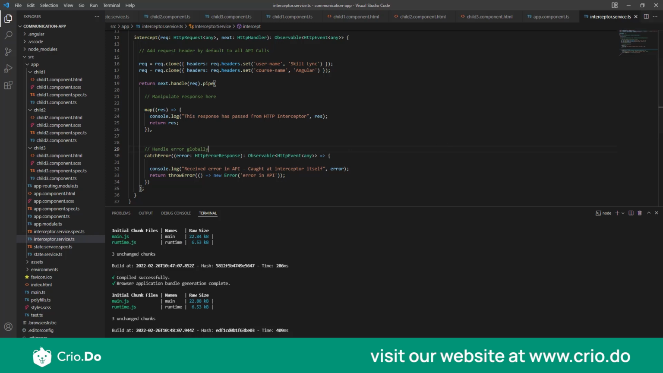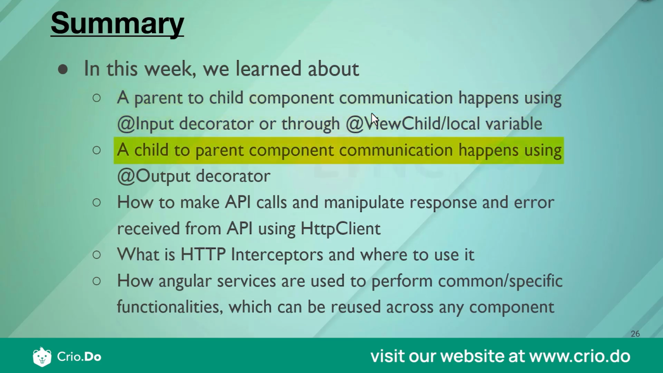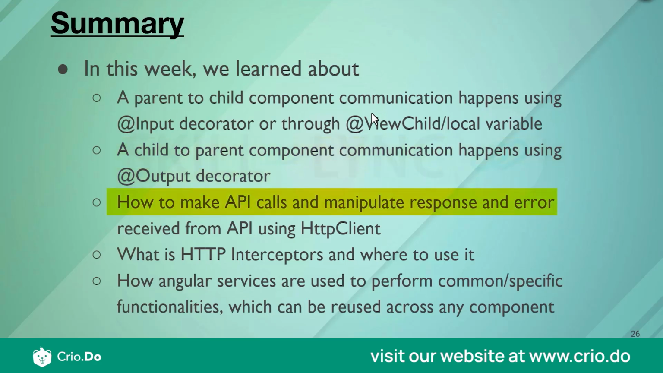I hope you understood all of this clearly. So let's summarize what we learned this week. We learned that parent to child communication happens using the @Input decorator, or through @ViewChild or a local variable. Child to parent communication happens through the @Output decorator. And we also understood how to make API calls and manipulate the response and error received from the API using HTTP client.